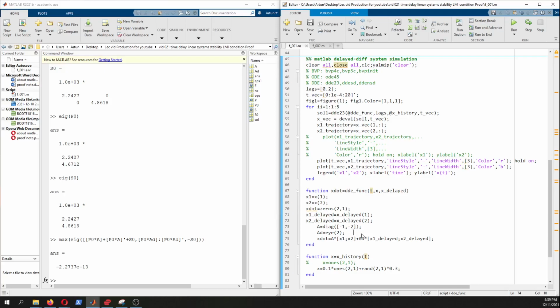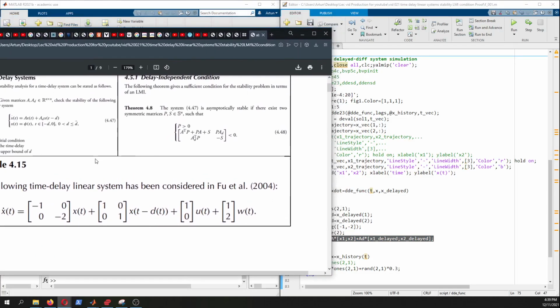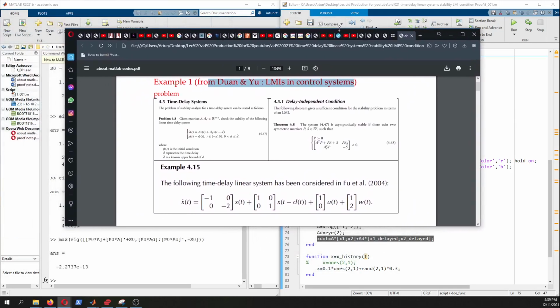Okay, let's compare that maybe. Here x dot, and A times x here, and AD matrix times x delay, we called x delay, right? And we just ignore the disturbance w matrix.